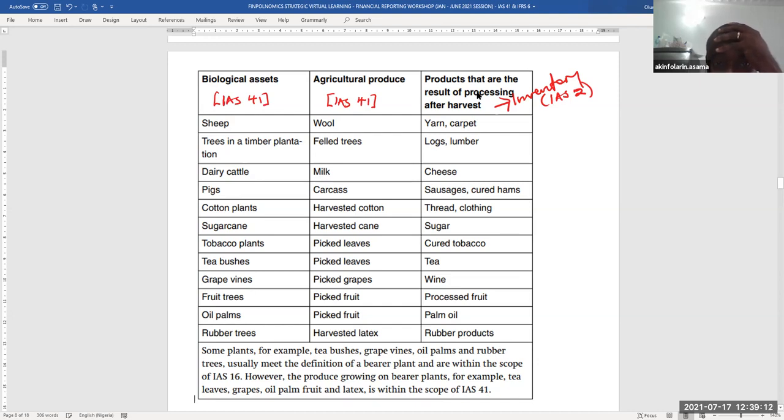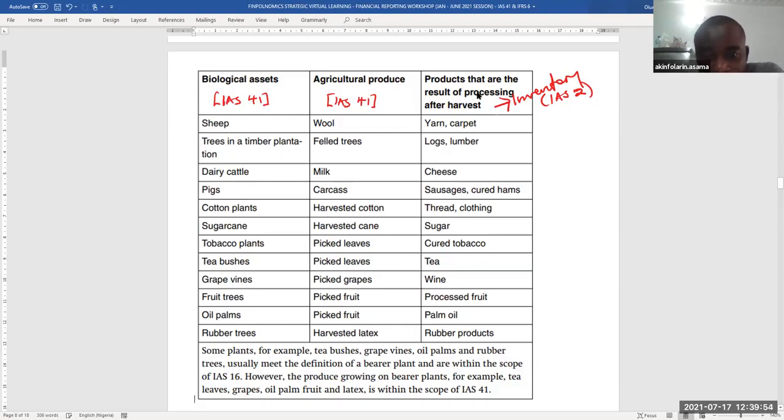Dairy cattle now, the production will be milk, that is agricultural produce, and the end product as an inventory will be cheese. Pigs, for example, will be carcass, and as inventory will be sausages. Cotton plants as a biological asset under agricultural produce, it becomes harvested cotton and thread or clothing when it becomes inventory. Sugarcane, harvested cane and sugar as inventory.